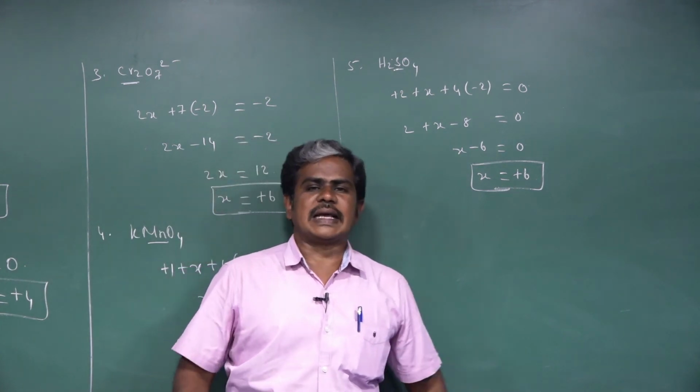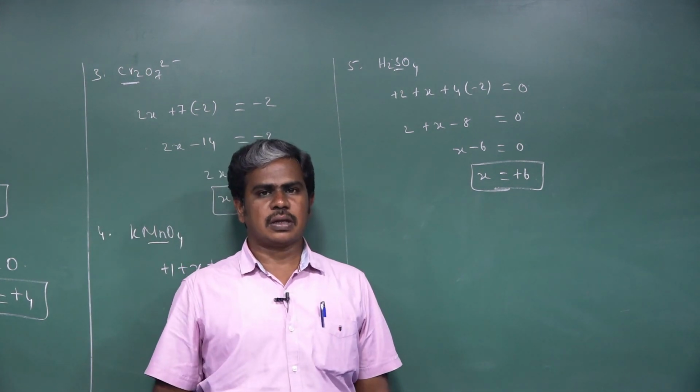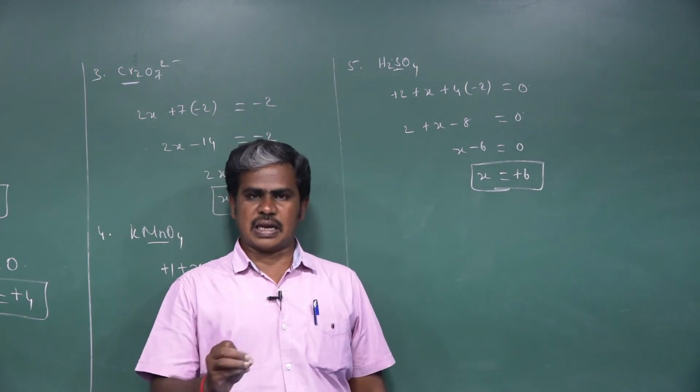So these are the examples of oxidation state. By knowing the rules, we may find out the oxidation state of an element in a compound.